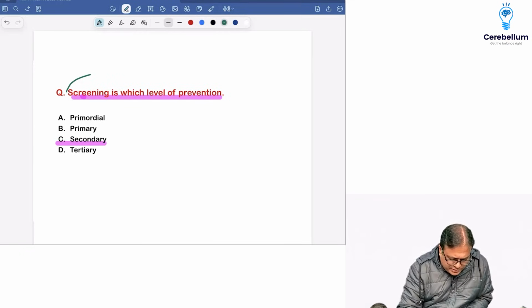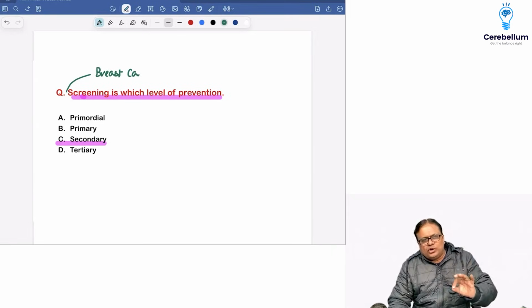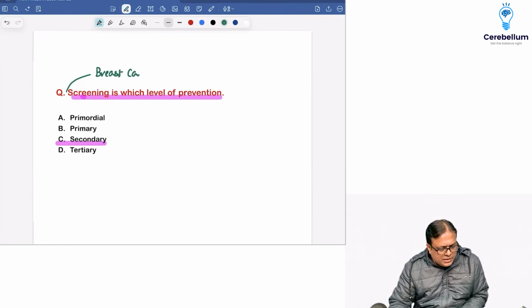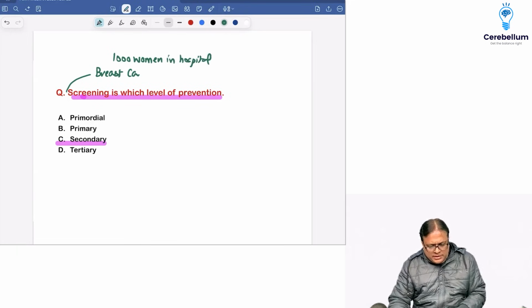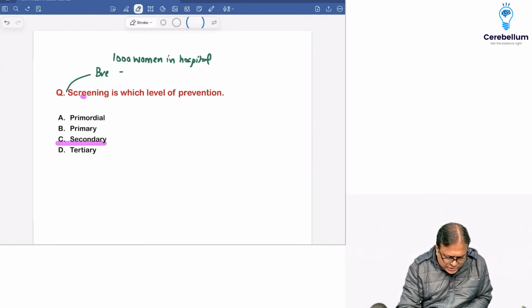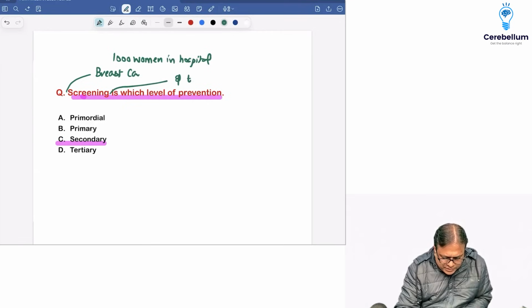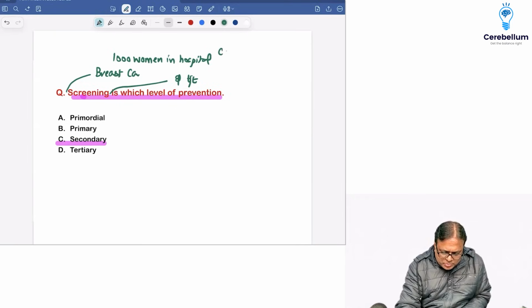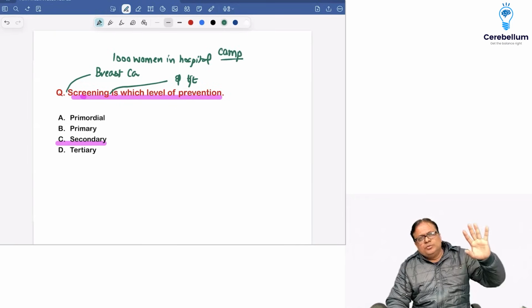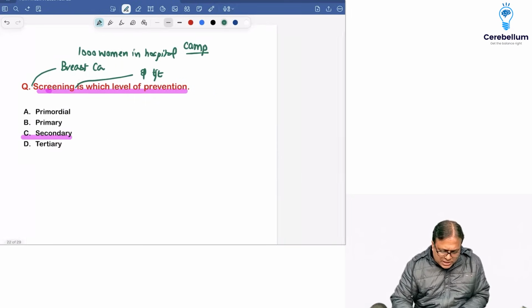Breast cancer screening. Okay, great. So any screening, majority of them, except maybe prospective, belongs to secondary level of prevention. Okay, 1,000 women screened in a hospital for breast cancer. Okay, besides screening, students are telling that the question also mentioned treatment. Both belong to secondary level of prevention. Okay, it was a camp, not in a hospital. So screening of breast cancer is also secondary, and treatment of breast cancer is also secondary. So 100% of you must have marked this answer correct.